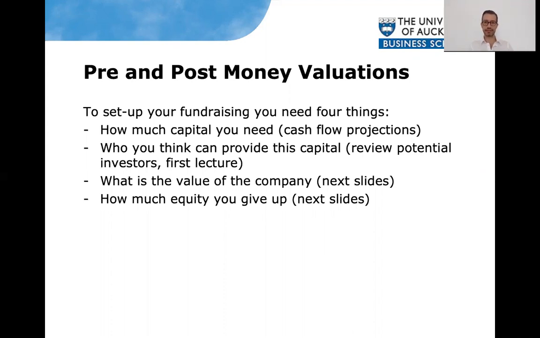The second step is review potential investors. So what is the best way to fundraise this capital? In the first classes we have discussed business angels, venture capitalists, crowdfunding, initial coin offerings, whatever you think is the best way, just identify it and plan your actions toward this fundraise. So you need $300,000. For example, you think venture capital is the best investor for your company. So now you need to value your company.